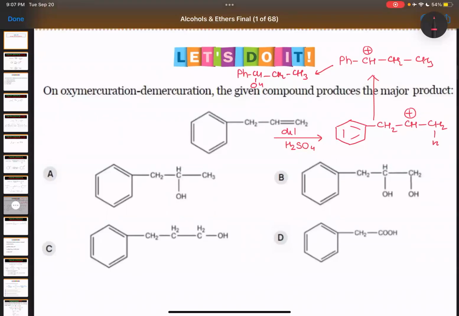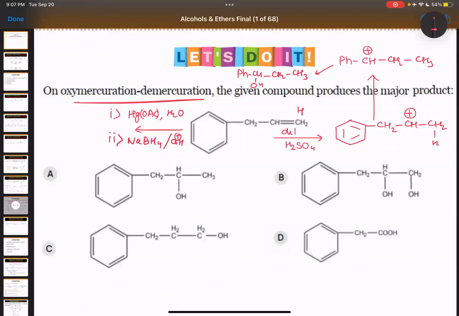And suppose you would have taken mercuric acetate, water, that is the method for oxymercuration-demercuration. That's what we discussed last time. NaBH4 and NaOH. So still the addition is going to be Markovnikov addition. H is going to come at the position where more H are there.